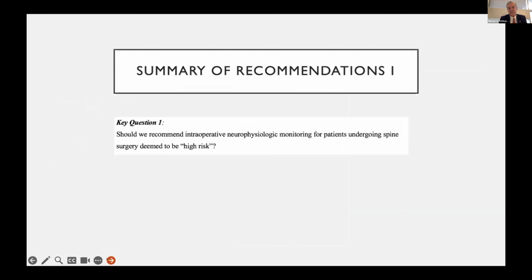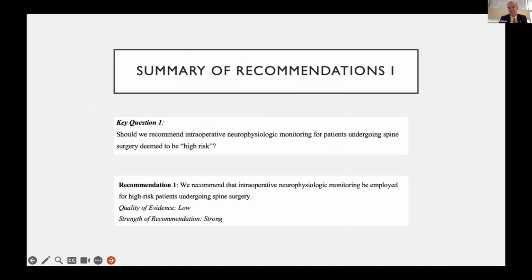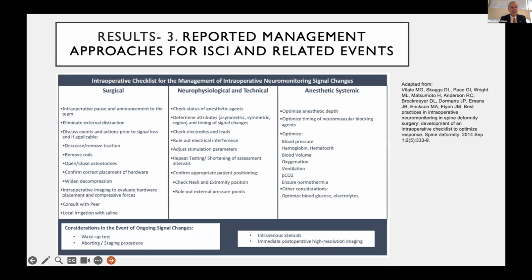So the first key question was, should we recommend intraoperative neuromonitoring for patients undergoing spine surgery deemed by the clinician to be at higher risk? And the bottom line is that we recommend this. And although the quality of the evidence was felt to be low, despite the large number of patients, it was felt that there was really a very strong signal, and the guidelines development group felt that this was a strong recommendation.